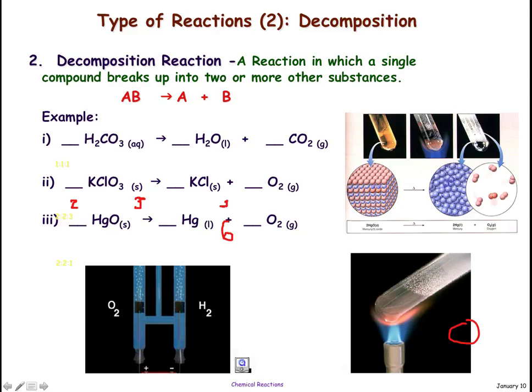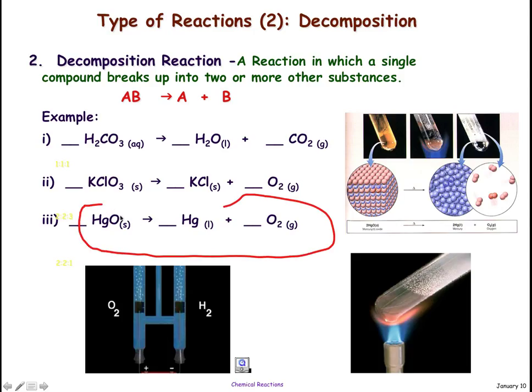This right here is the decomposition reaction. 1 produces many. Let's take a look at this right here. We've got 1 mercury oxide, mercury and oxygen. So this is your arrow. There's 2 oxygens here, so we put a 2 right there. We put a 2 right there. And that's a balanced equation. 2 mercury, 2 oxygens, 2 mercuries, 2 oxygens.